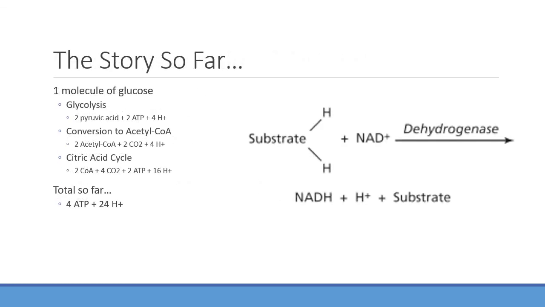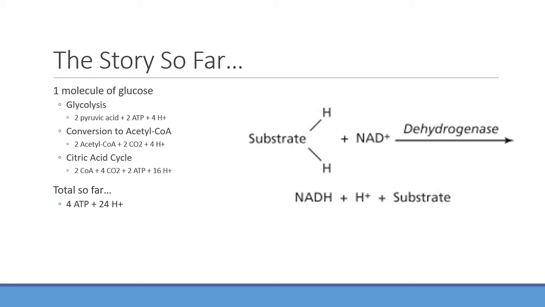Okay, so additionally, by including the products of glycolysis here, note that we have 4 ATP that have been formed in total, and we have 24 hydrogen ions. All right, so that 1 molecule of glucose has now produced at this point 4 ATP and 24 hydrogen ions. All right, so now what's going to happen?